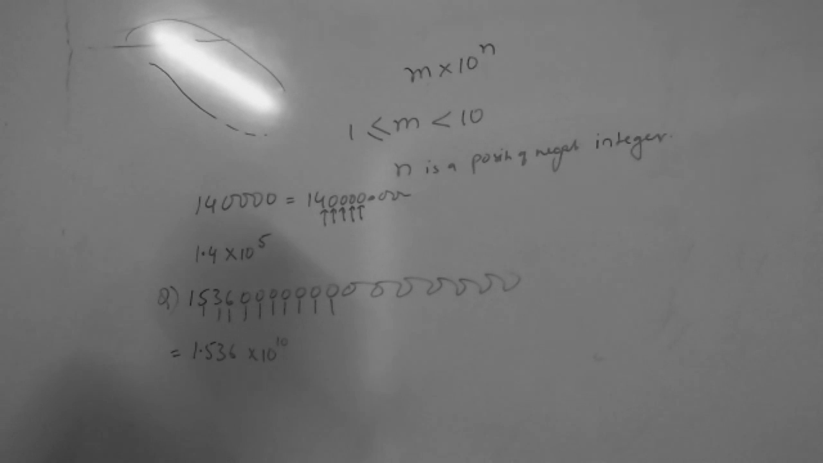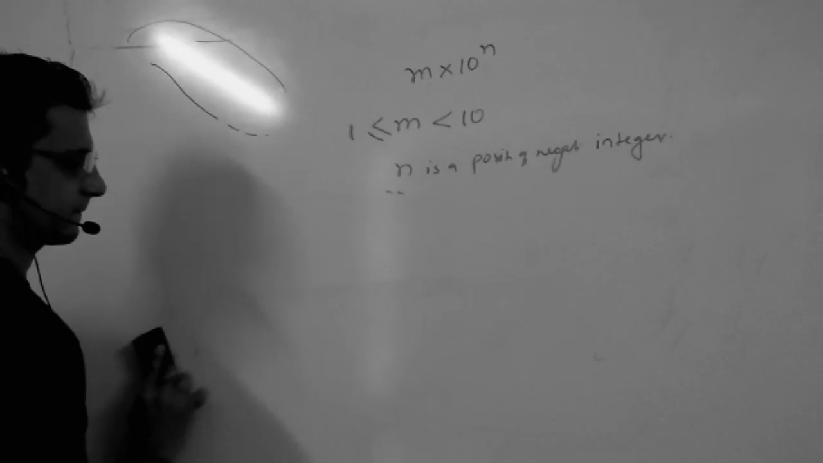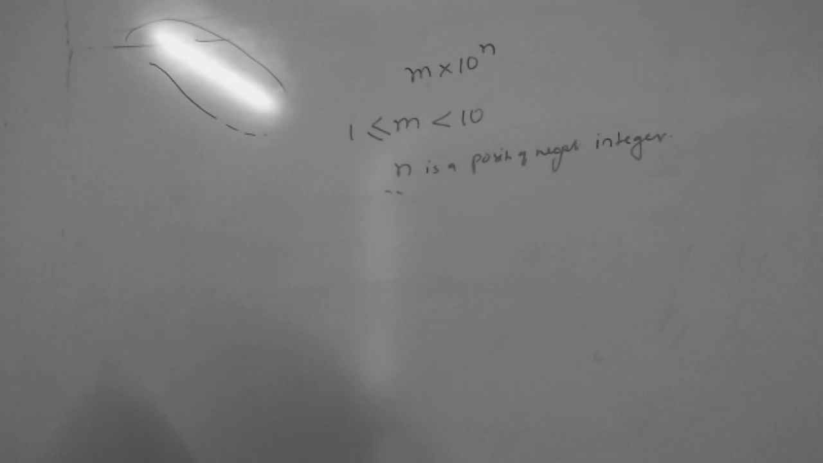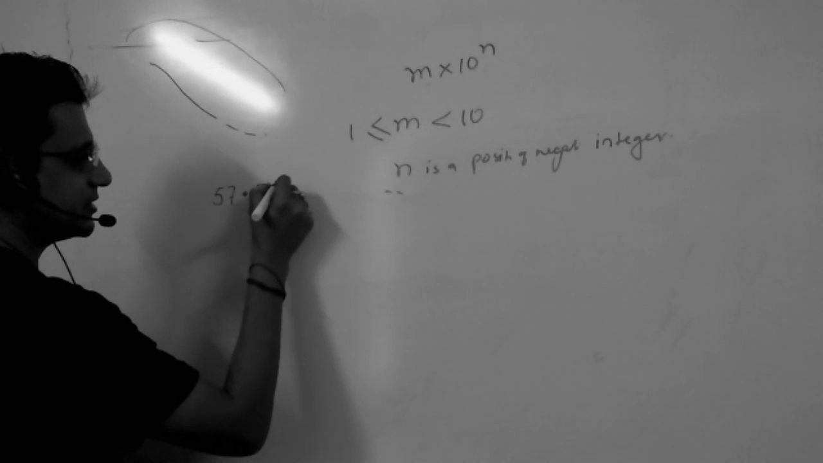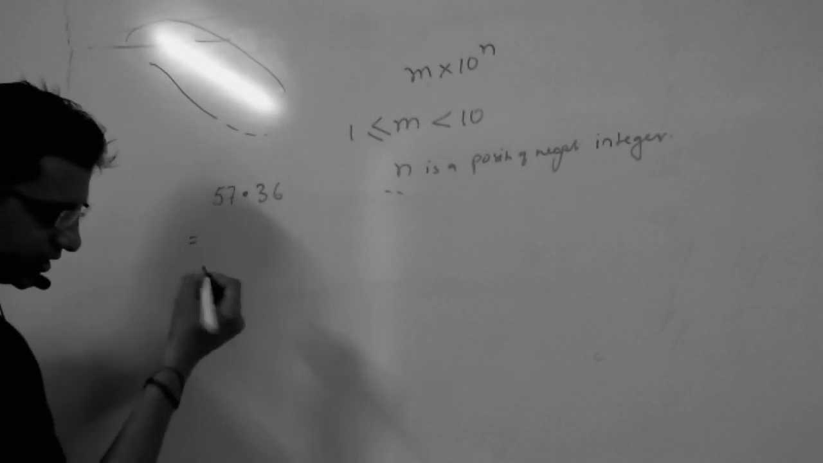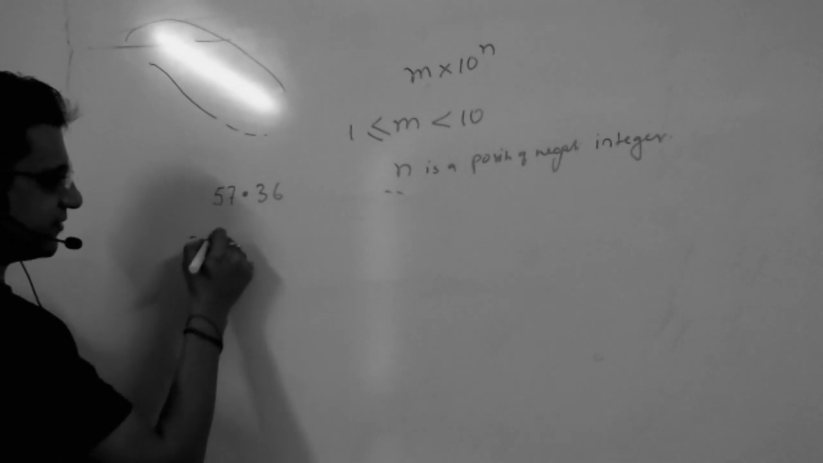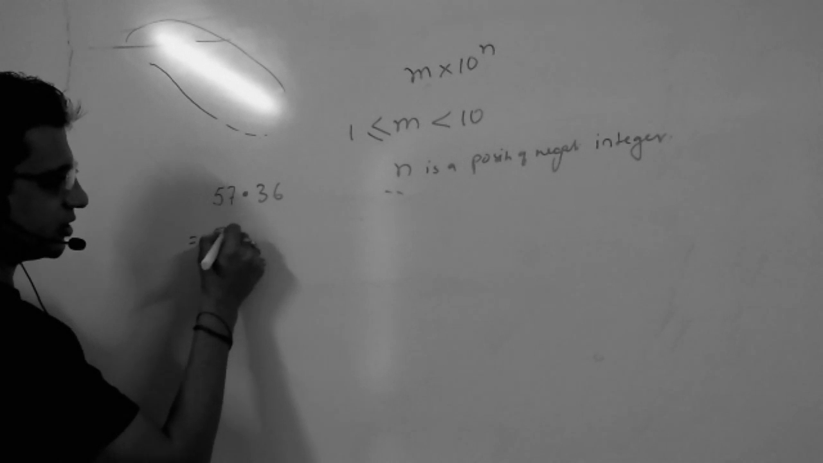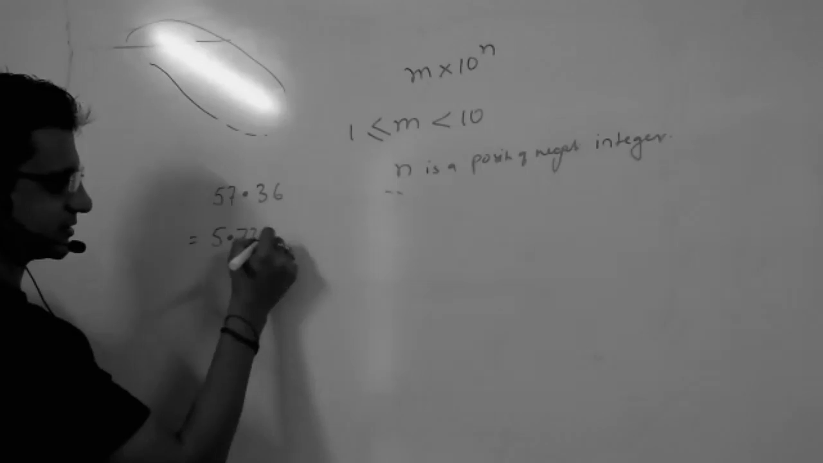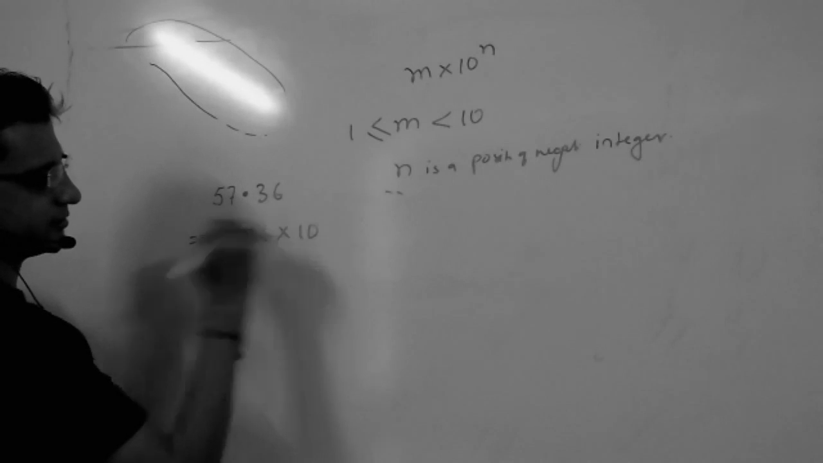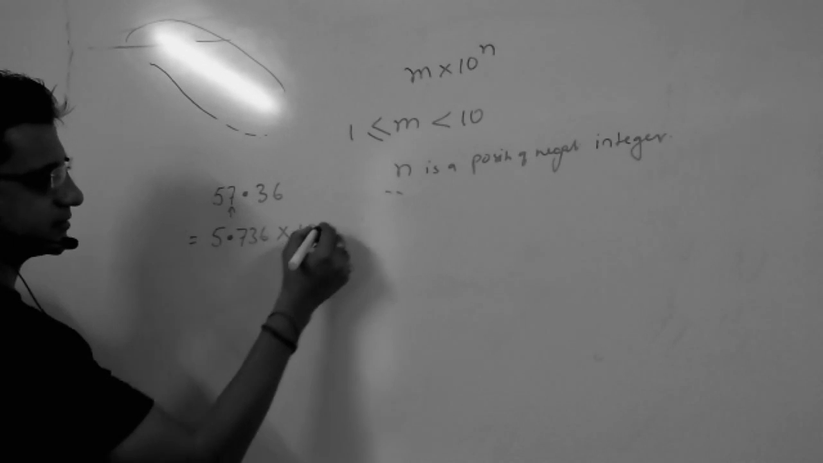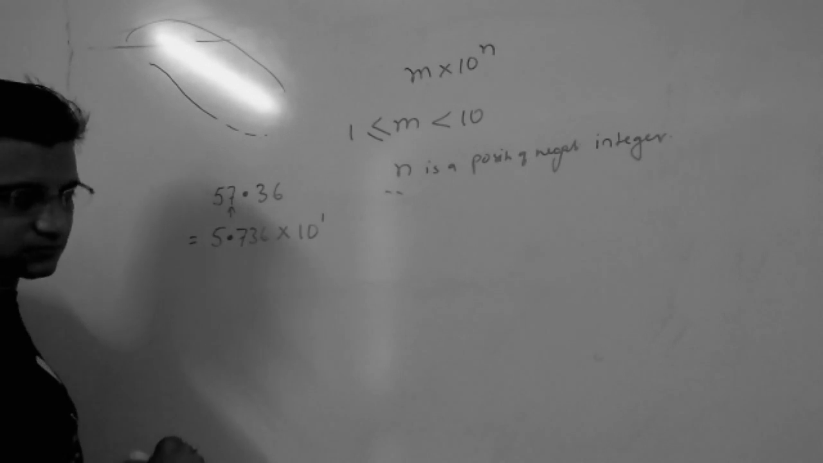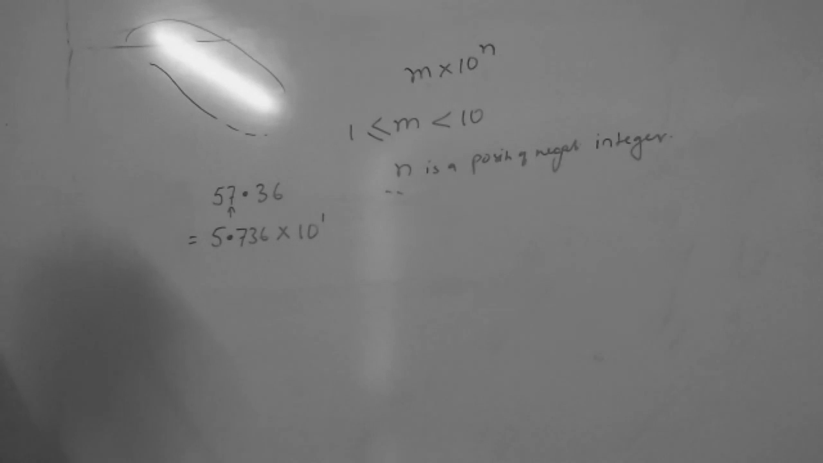Now the question is 57.36. We can write it in standard form. Step 1: the 5 remains 5, and then you put a dot and 736. Multiply by 10, you write. Till here you write. How many places have you pulled it left hand side? 1 place. So put 1. That is the standard form of writing.